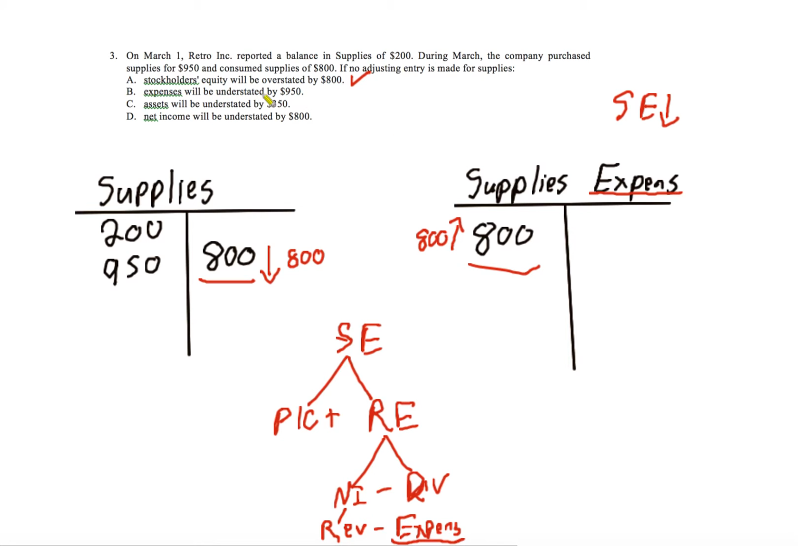Now, expenses would be understated by 950. Well, expenses would be understated, but they would be understated by 800, not 950. Assets will be understated by 350? No. Assets technically would be overstated because we didn't credit the supplies account, and they would be overstated by $800. And then lastly, net income would be understated by 800. And net income would be overstated by 800, not understated. So this would be right if this was overstated instead of understated. So that's basically it. I hope that helped.